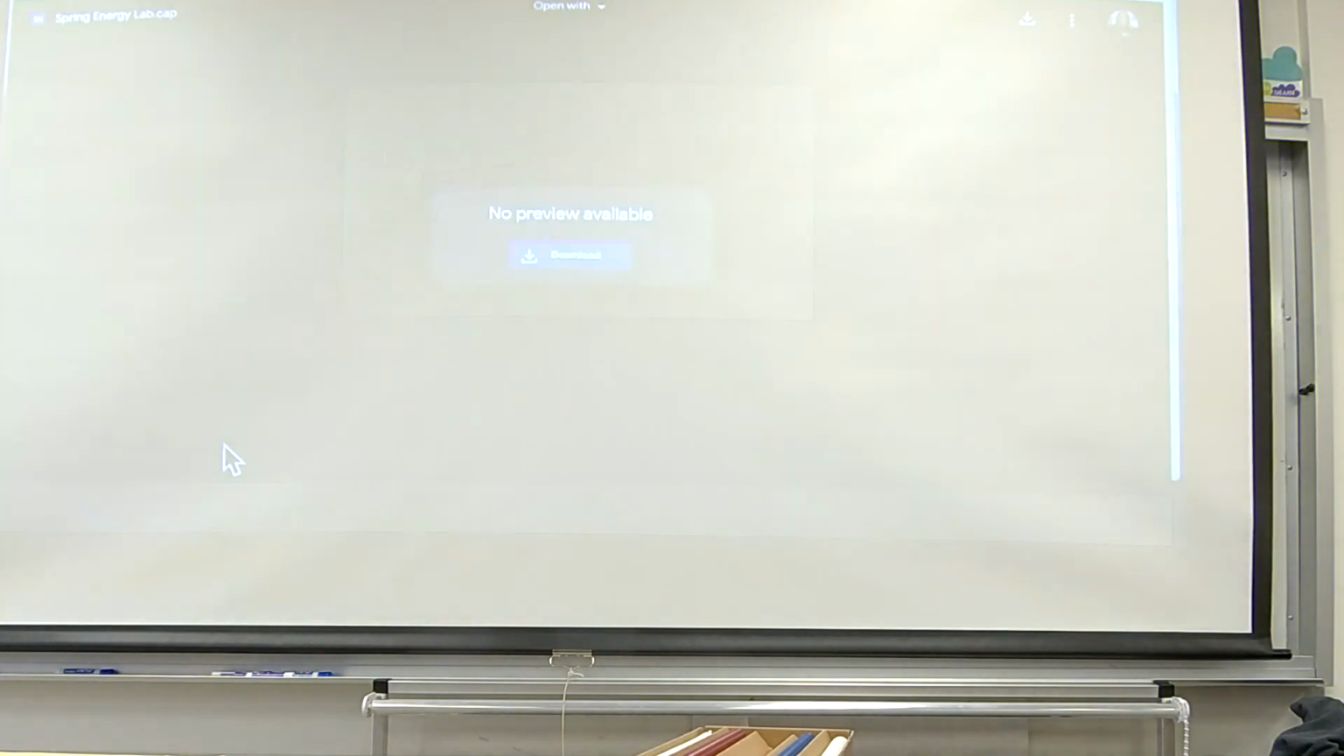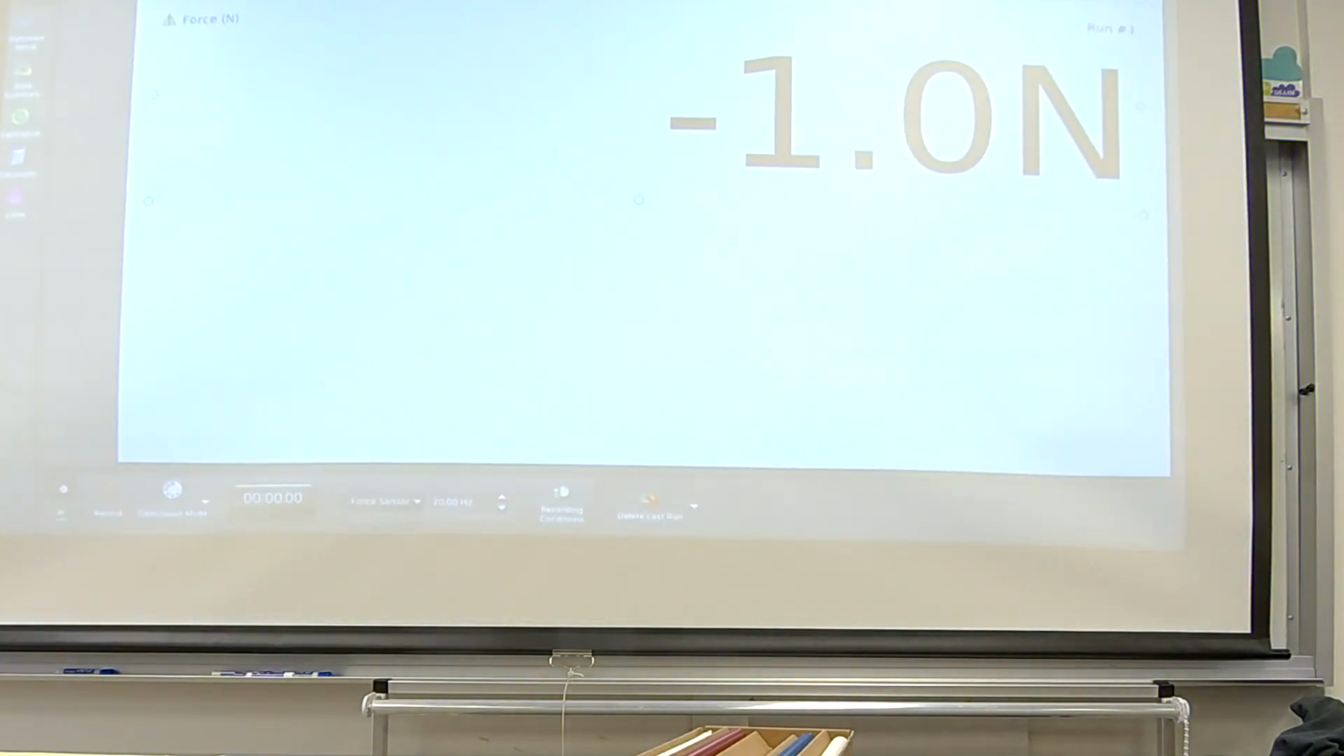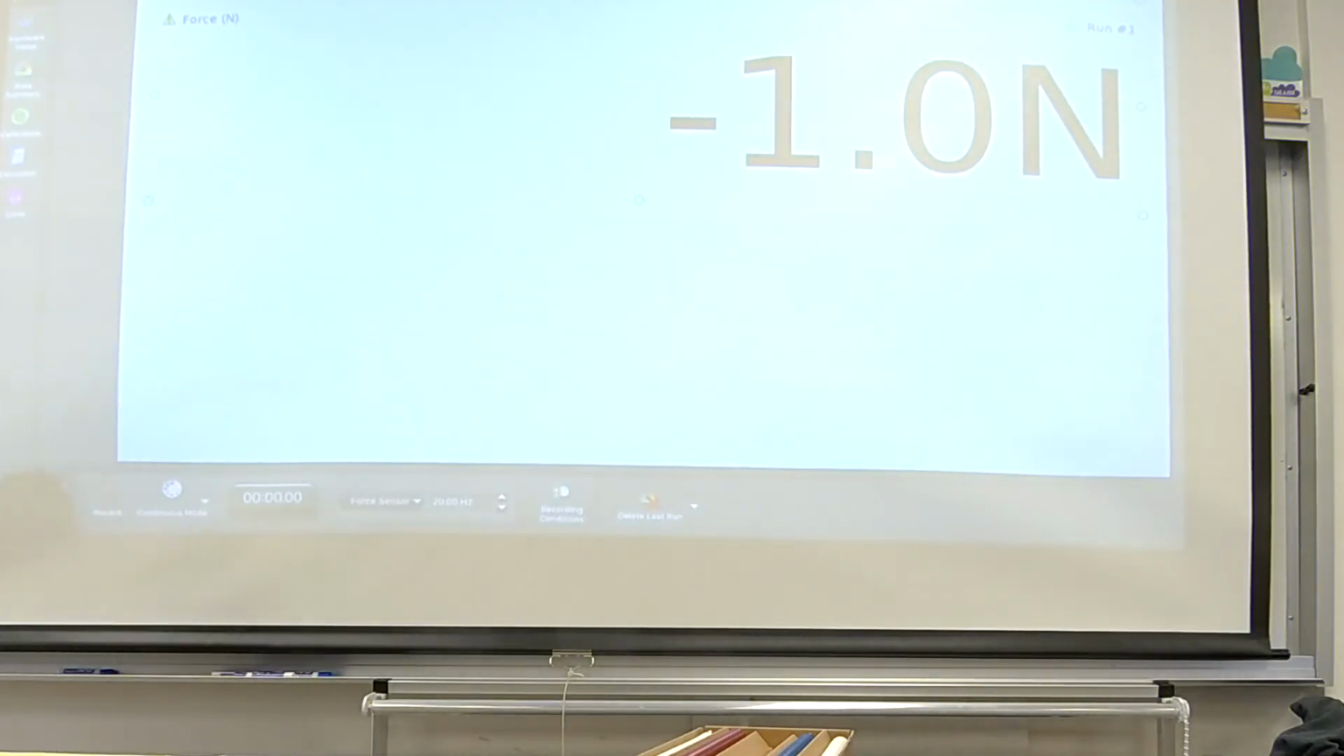Once it opens, you should have just the digits in newtons. Now, it should start at 0. If it doesn't start at 0, you have to press 0 on your force gauge to calibrate. But press record first with no force on your force sensor. If it doesn't say 0, calibrate it, and then you can start measuring the forces.